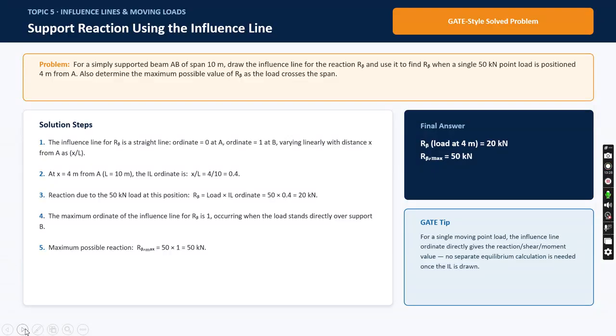Now the maximum ordinate of the influence line of RB is 1, occurring when the load stands directly over support B. So the maximum possible reaction RB maximum is equal to 50 into 1, which is 50 kilonewton. Here RB is 20 kilonewton when x is 4 meter, and RB maximum is 50 kilonewton when the ordinate is 1, at x is 10.